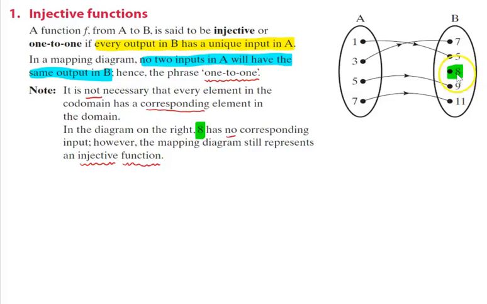So we can see 8 here has no arrow going to it, and that's okay. It's still an injective function. The main thing is that the function is one-to-one. So every output in B has a unique input in A.